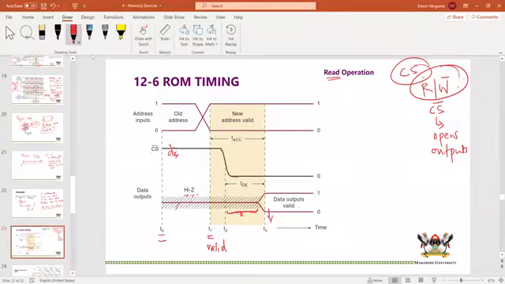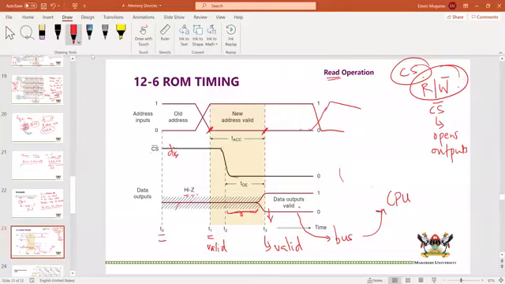So you can see data outputs valid. At that time T3, data outputs valid, and this information gets on the bus and goes to the CPU. And then maybe after some point a new address is provided, and then the whole process starts again. Now the time between when the new address is provided and when the information appears at the output is what we call the access time.